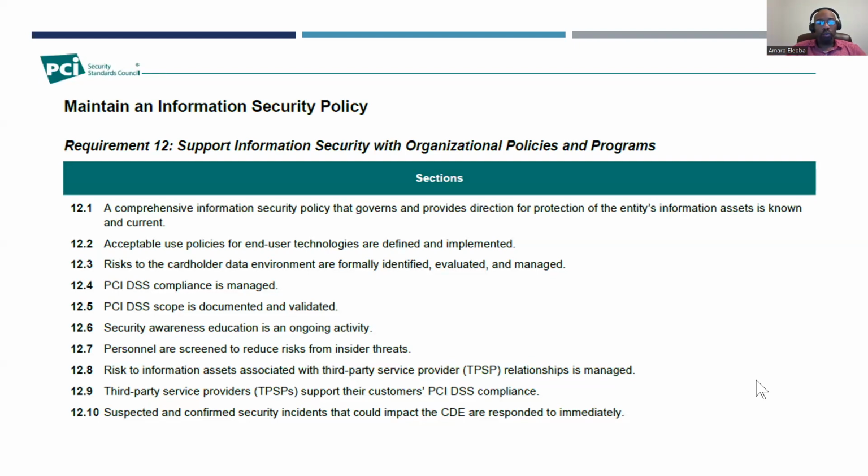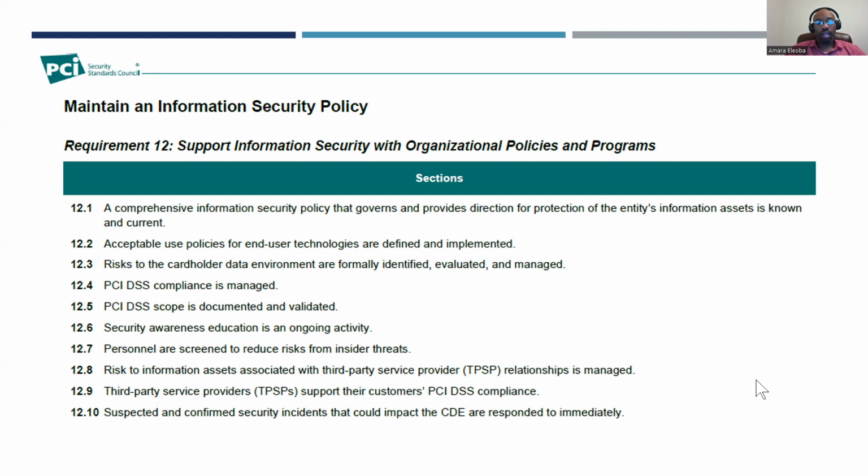Okay, 12.4, PCI DSS compliance is managed. 12.5, we have to make sure that the PCI DSS scope is documented and validated. 12.6 addresses security awareness education as an ongoing activity. 12.7, we need the personnel that are going to be hired to be screened. Okay, we have to perform background checks, especially if they are going to be performing any sort of role or function within your CDE. So we want to make sure that the organization is performing background checks.